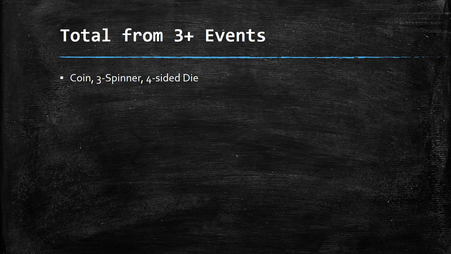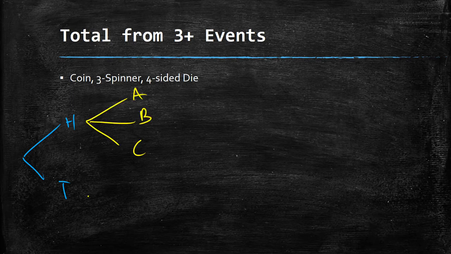I could try to make a table with this, but you're going to realize really quickly that tables only work for 2 events, because there are only rows and columns, and that's only 2 ways to do this. We need to actually use a tree here. So if I take a look at this, with my coin, I know I can get a head or a tail. From my 3-sided spinner, I'm going to call the options A, B, and C.